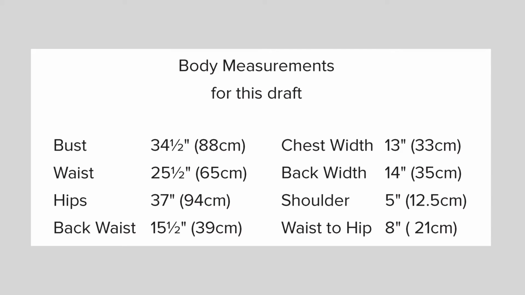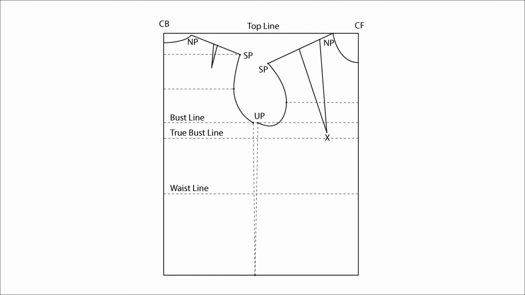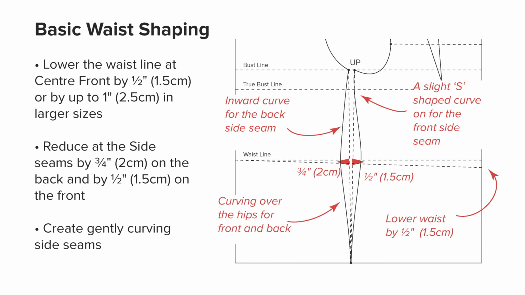These are the measurements I have been using throughout this series. This is our draft so far. Basic waist shaping. Lower the front waistline by 1/2 inch, 1.5 centimetres, or up to 1 inch, 2.5 centimetres in larger sizes. Draw in the new waistline. Reduce at the side seams by 3/4 inch, 2 centimetres on the back, and by 1/2 inch, 1.5 centimetres on the front. Create gently curving side seams. The front side seam will curve out a little at the true bust level.